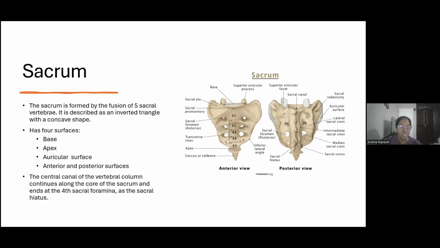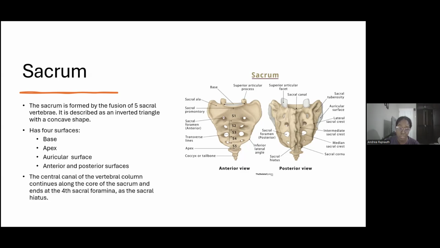For the sacrum, the sacrum is formed by the fusion of 5 sacral vertebrae. It is described as an inverted triangle with a concave shape. It has four surfaces: a base, which articulates superiorly with the lumbar vertebra and is associated with an intervertebral disc; an apex, which abuts the coccyx inferiorly; an auricular surface, located laterally on the sacrum, which articulates with the auricular surface of the ilium; and anterior and posterior surfaces, which provide attachment to pelvic ligaments and muscles.